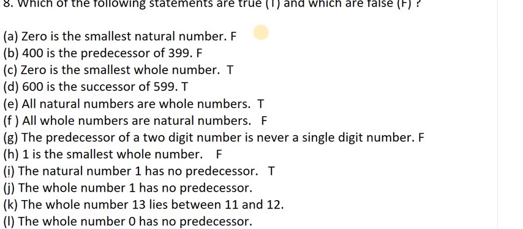Now what is the next statement? The whole number 1 has no predecessor. How can you say that? Before 1, 0 is there. Predecessor means we subtract 1 from the given number. My given number is 1 here, so 1 minus 1 is equal to 0. Are we getting 0 there? Then in whole numbers, is 0 there or not? Yes. So the statement that the whole number 1 has no predecessor is false, because 0 is there in the whole numbers. So that is the reason it is false.